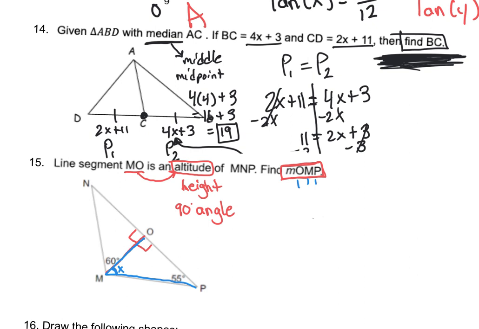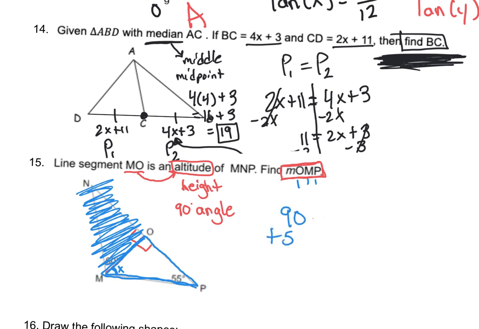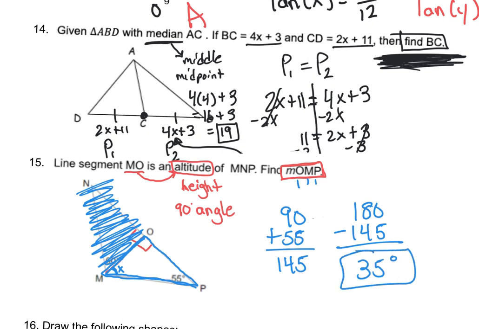So how do we do this? Well, a lot of kids don't notice this, but you actually don't even need this triangle anymore. This triangle does nothing for you. Let's look at just this triangle right here. We know that all the angles in a triangle add up to 180 degrees, right? All three angles have to add up to 180. I have the 90 and I have 55. Add those together, you get 145. So to find the remaining angle, we're going to take 180 and subtract 145, leaving us with 35 degrees. There's the measure of that missing angle, OMP.